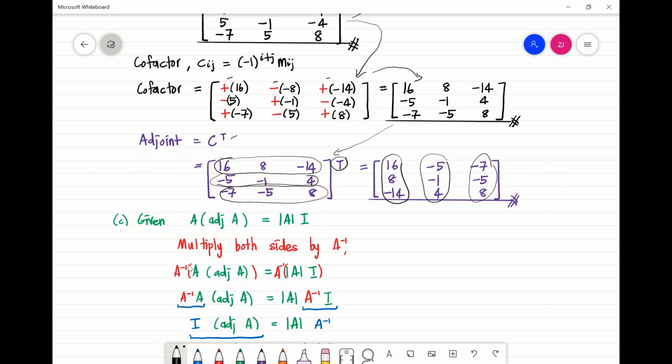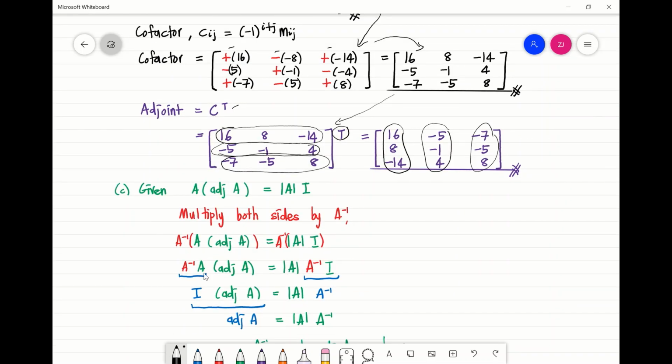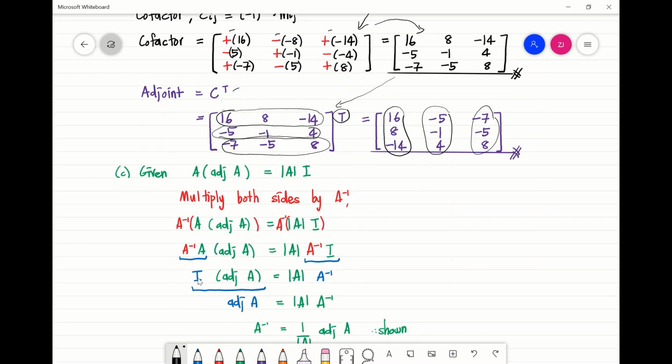So we will have A inverse multiplied by A times the adjoint of A equals A inverse times the determinant of A times I. Then we have A inverse times A is I, and the adjoint of A we bring down. Because the determinant is simply a scalar, we can put it here, and we perform the multiplication between this A inverse and I, so it will be simplified to A inverse. Again, any matrix multiplied by I is the matrix, so because the adjoint of A is a matrix, multiplied by I we get simply the adjoint of A.